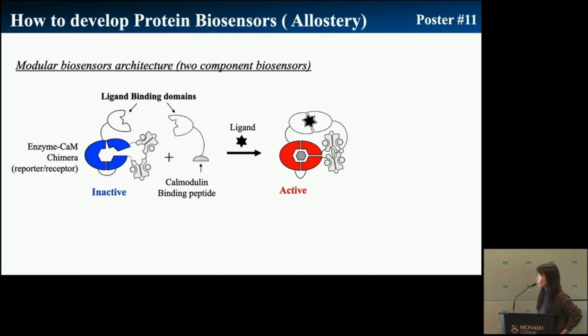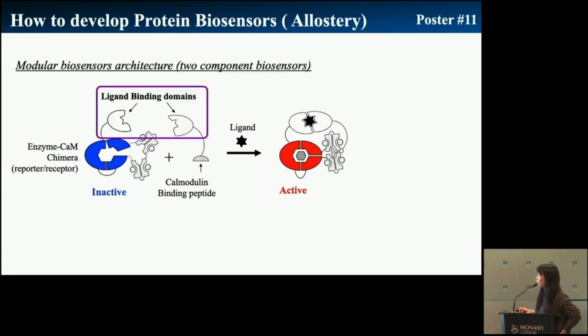It has 2 ligand binding domains, and one ligand binding domain is fused to an enzymatic core, where the enzyme is inactivated by a calmodulin insertion. The other ligand binding domain is fused to a calmodulin binding peptide. So when the sample has ligand, it will bring the 2 components together and trigger the conformational change, activating the enzyme activity. And we can do a colorimetric assay to see how much ligand is in the sample.